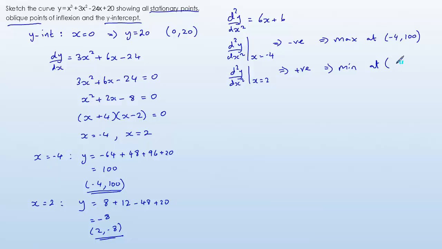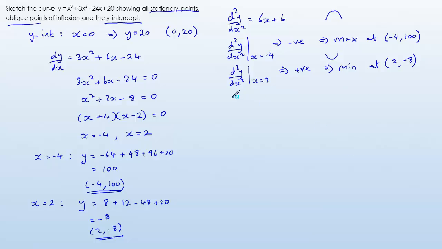And remember how this works. We know that when the second derivative is negative, the curve is concave down, and that's how we get the maximum. And here, when it's positive, we know it's concave up, and that's how we get the minimum.